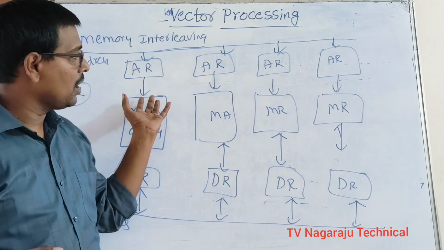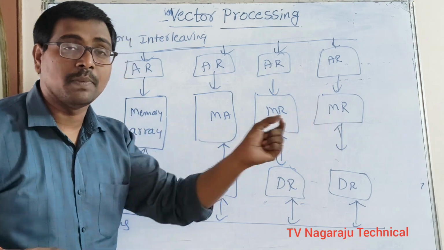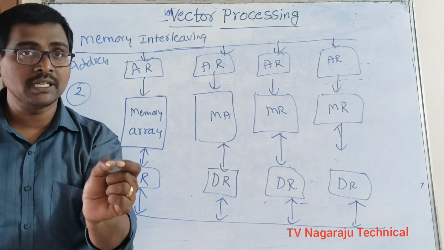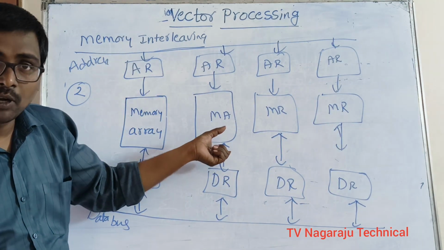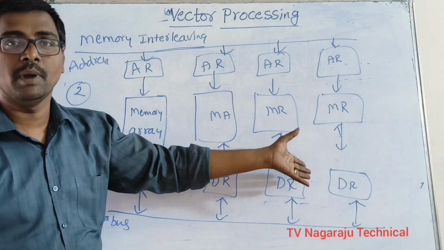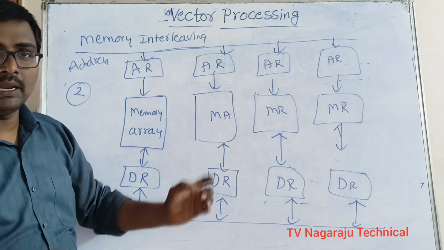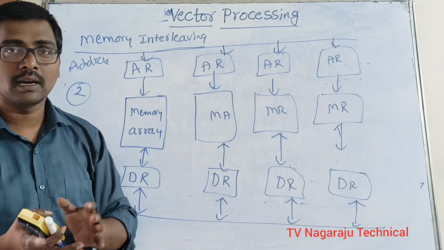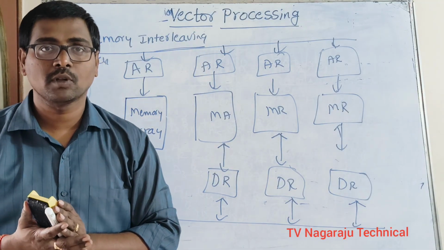For example, if we have more number of memory modules, based on the least significant bits, we are selecting the memory module, and the remaining bits are used to identify the location within the memory module. This is the memory interleaving. This is the overall concept of vector processing.